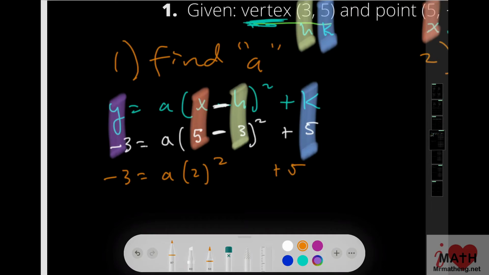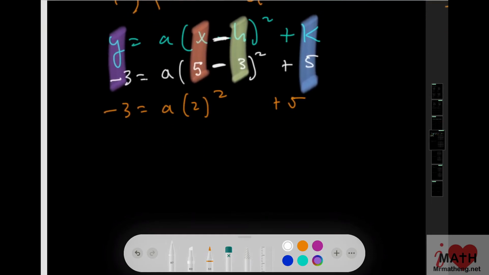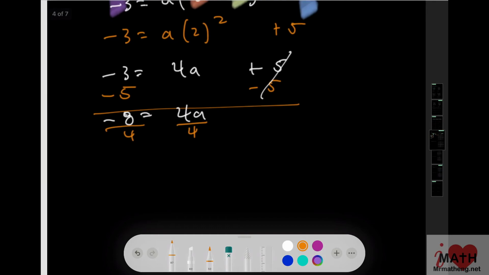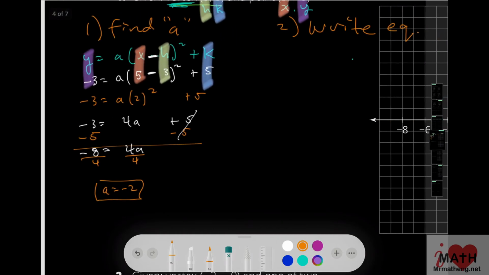And then I'm just going to use the order of operations, PEMDAS. So I have 2 squared, which is 4. So 4A plus 5, and I can just solve this. I'm going to subtract 5, and I'm going to get -8 equals 4A. We're going to divide by 4 here, and we're going to get an A value that is -2. Okay, so what do you do next?